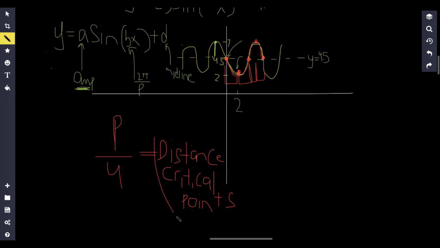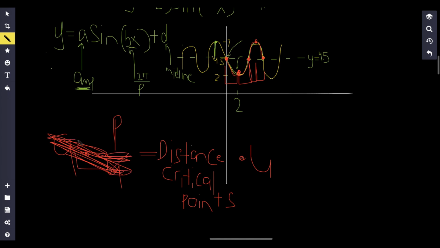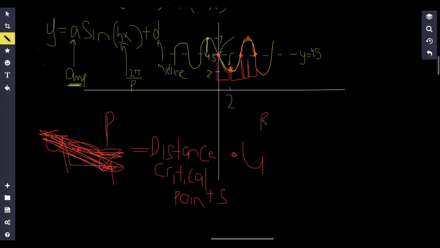Well, if I'm given the distance between critical points, but I'm not given the period, to find the period, I would just multiply both sides of the equation by 4. And I get that the period is equal to 4 times the distance between the critical points. So in this case, the distance from one critical point to the other is equal to 2, right?